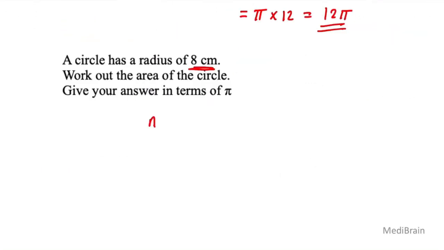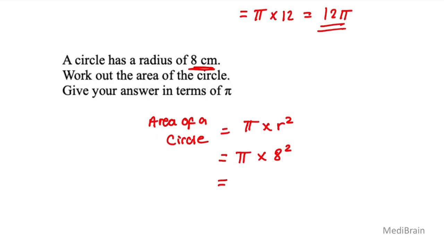We know that the area of a circle is pi times r squared. So it's going to be pi times 8 squared. Okay, so 8 squared is 64, and then 64 times pi is 64 pi. When it says leave your answer in terms of pi, you just put pi at the end. You don't need to type into your calculator or anything. You just need to write your answer in terms of pi.